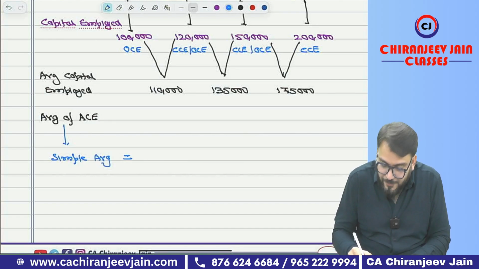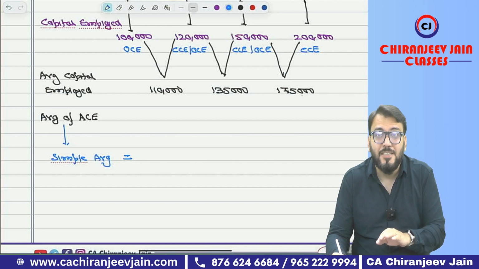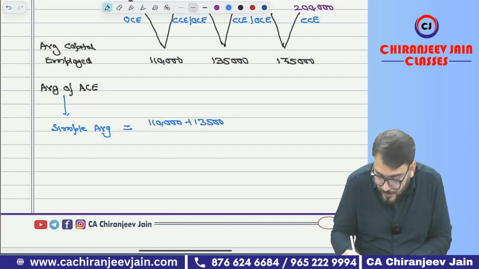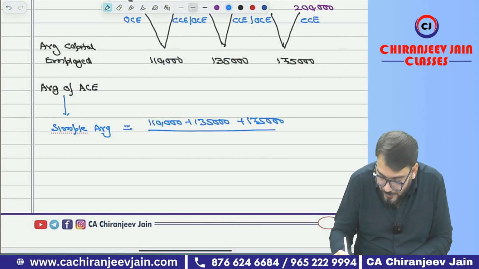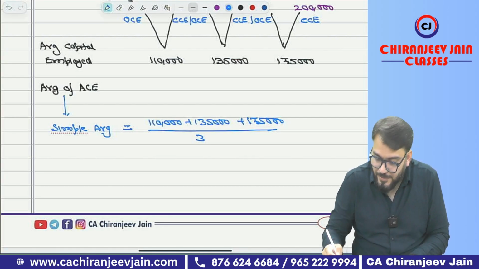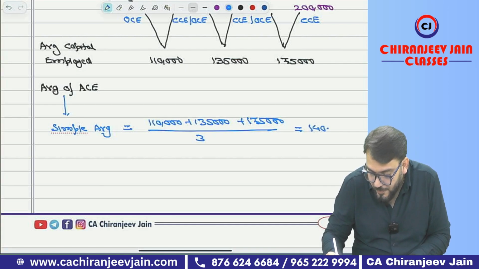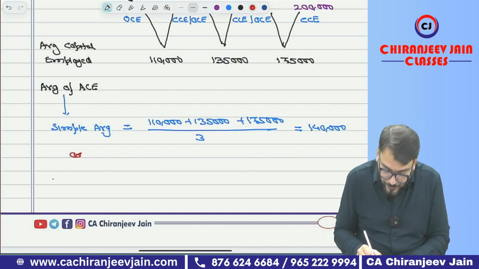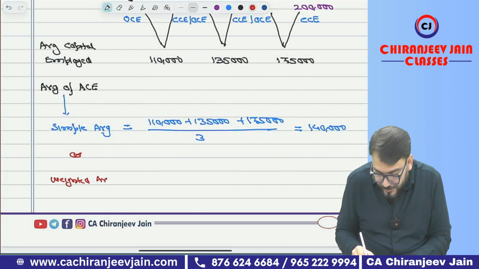If I am saying simple average, it will be the sum total of these 3 divided by 3. It will be 1,10,000 plus 1,35,000 plus 1,75,000 divided by 3. How much is it coming? 110 plus 135 plus 175 divided by 3. It's coming 1,40,000. Or we can go for weighted average.